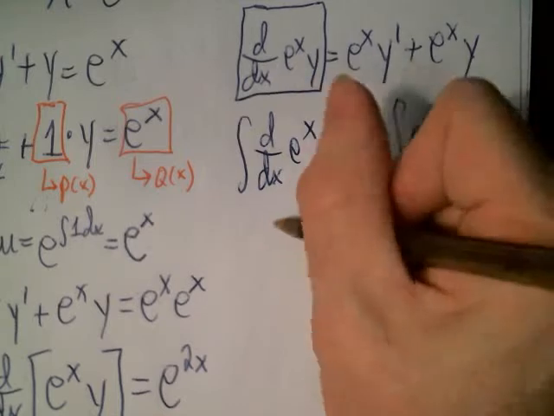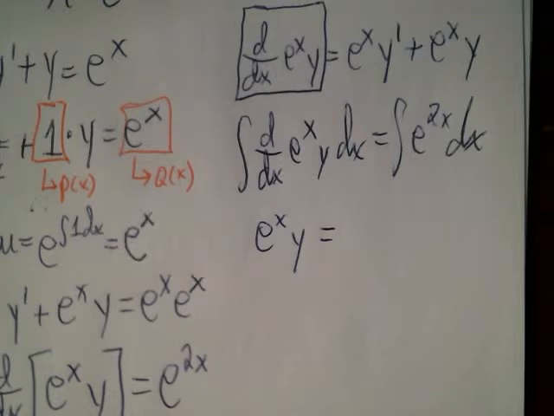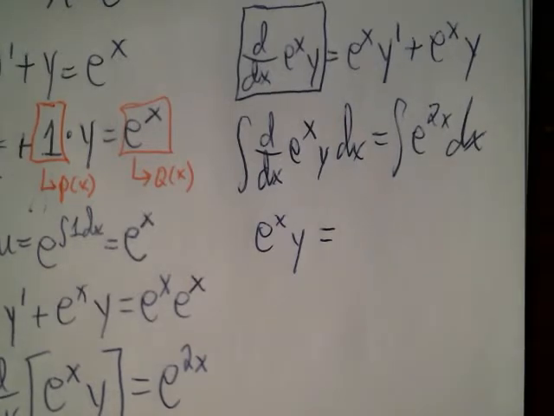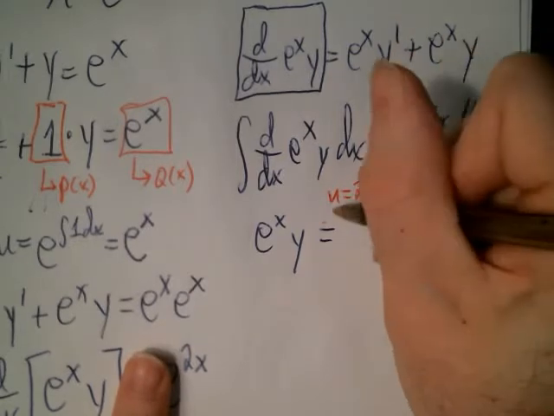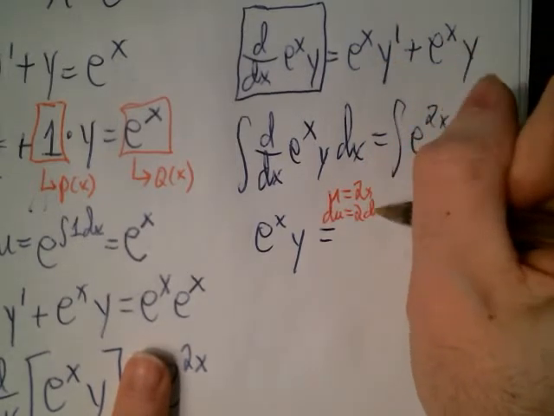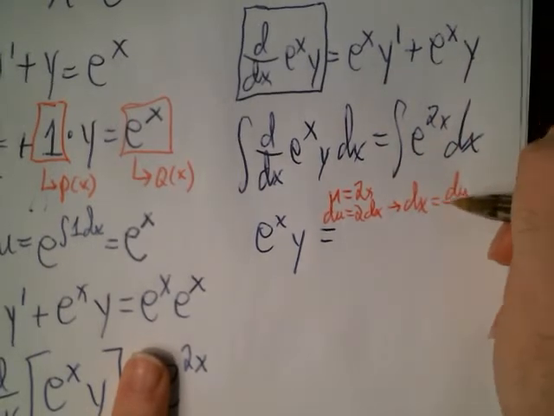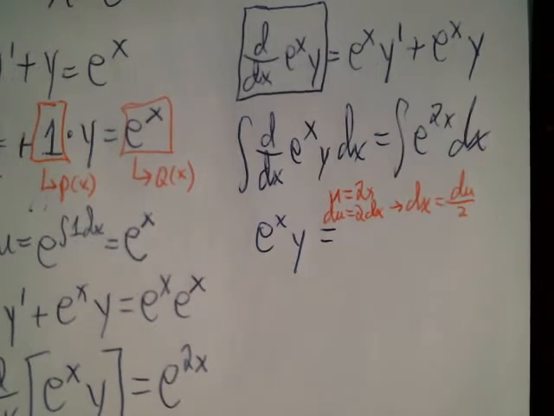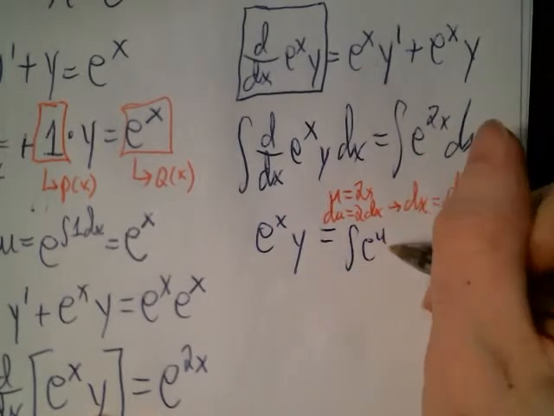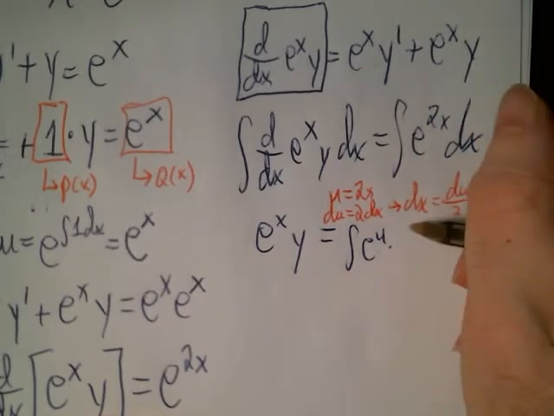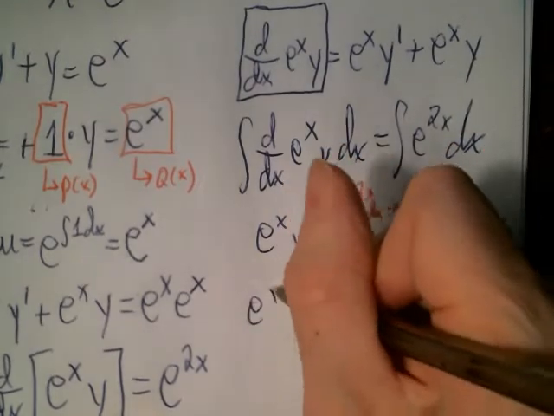So the left-hand side will turn into e to the x times y. And then the right-hand side, if you do a u sub real quick, you'll see that you have a 1/2 popping out. U is 2x, du is 2 dx. So that tells me dx must be equal to du over 2. So I could rewrite that integral as the integral of e to the u times, instead of dx, I write du over 2. So there's that constant of 1/2 that gets pulled out.